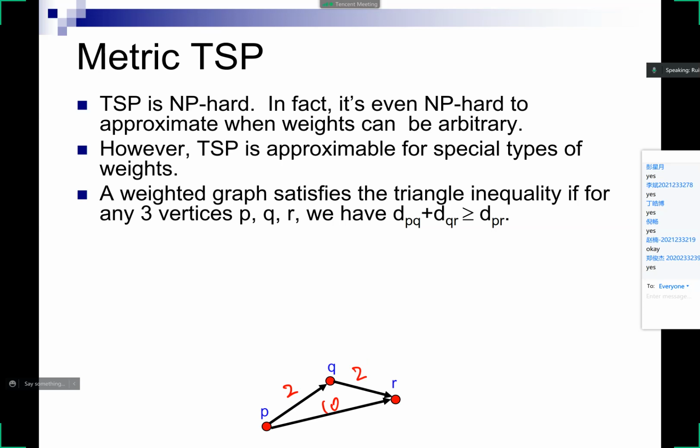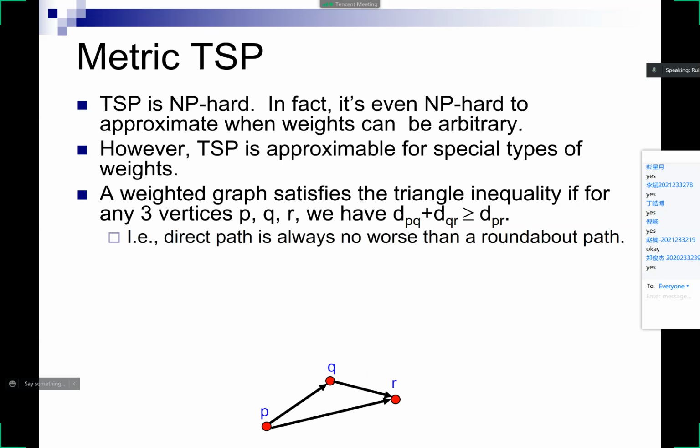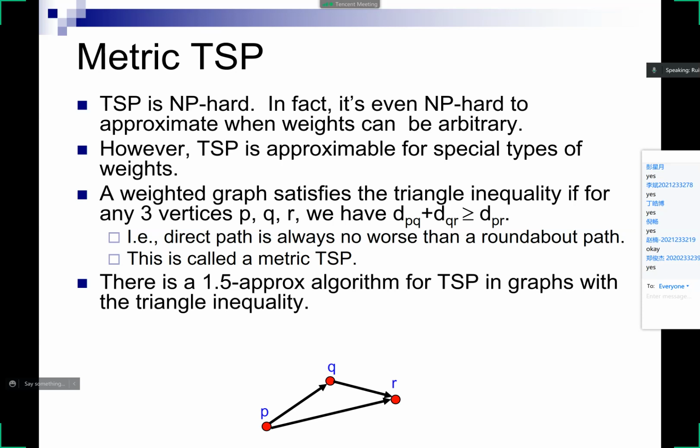However, for our problem, we're going to assume that this property is satisfied. Because again, if you don't assume this, then you end up not being able to do anything. You can't solve this problem at all. So this problem is called metric TSP because with the triangle inequality, the distances satisfy a metric. And in this case, we can get a 1.5 approximation algorithm.